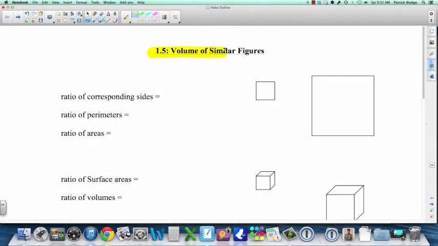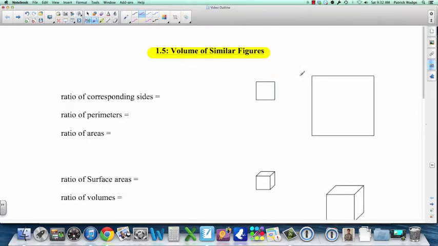Lesson 5 is on volume of similar figures, and basically it's just a continuation of last day. Last day we looked at the following things: ratio of corresponding sides, ratio of perimeters, ratio of areas, and ratio of surface areas, and today we're going to add in volumes. So let's just review first of all.